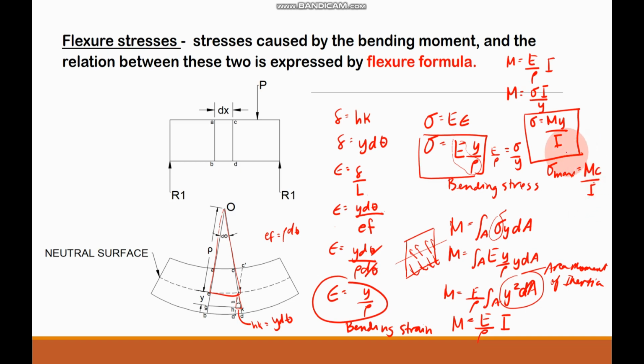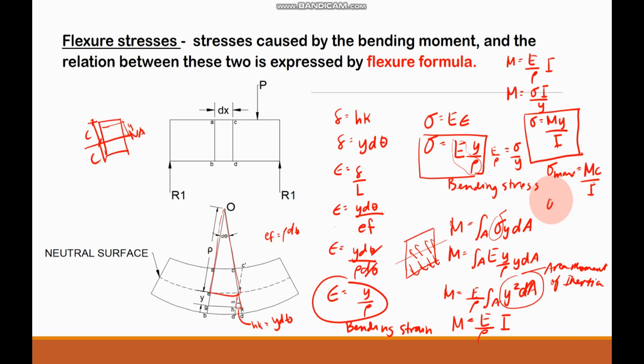Our c is the distance from the neutral axis to the outermost fiber of our beam. So if this is our beam, this is the neutral axis. The c that we are talking about is the distance from the neutral axis to the outermost fiber of the beam. So this is c. So the maximum flexure stress can be found at the remotest element. And the y that we are talking about are the distances. For example, if this is what is being asked, it is denoted as y.